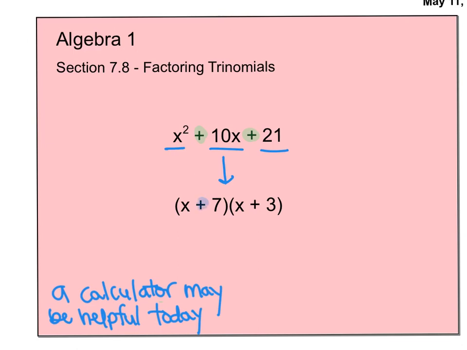This first one here we know is a binomial, the x plus 7. It has two terms in it. And this is also a binomial, the x plus 3 has two terms in it. So when you're factoring trinomials, you're going to start with something that looks like this, and you're going to break it apart and end with something that looks like two binomials.